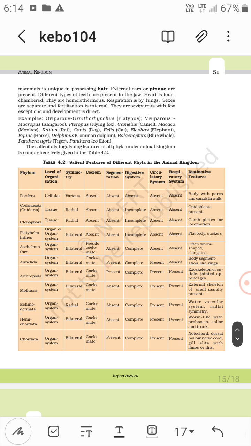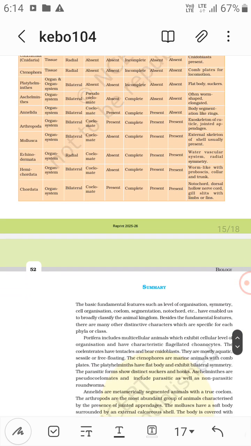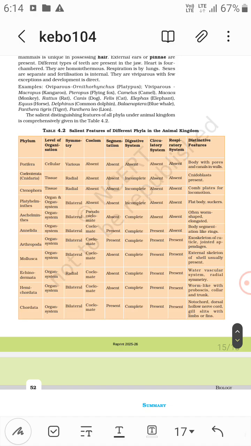Now salient features of different phyla in the animal kingdom. What are the salient features? Porifera, that is cellular level of organization. Symmetry is various. Coelom is absent. Body with pores and canals in walls. Then Coelenterata, that is Cnidaria, they have tissue. Ctenophora has tissue. Platyhelminthes have organ and organ system.